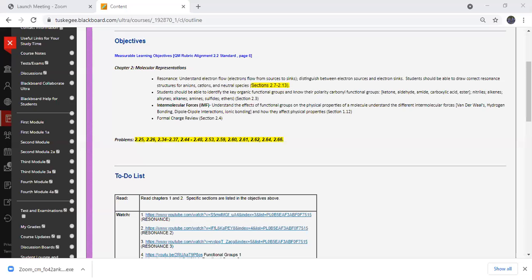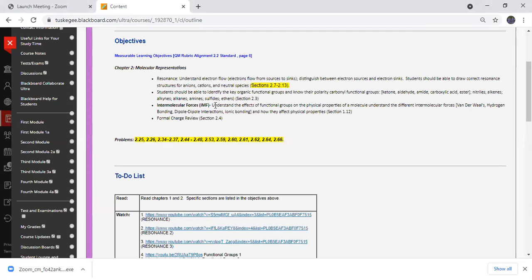Let me go ahead and share this. If you go to Blackboard, you'll see right here, we've been talking about resonance. We haven't talked about intermolecular forces yet, but I think, did I send y'all Sink or Swim, a video, like a little game show thing? Yes, it's on there. So we're gonna move into intermolecular forces this week, probably Friday, and then finish that. And then functional groups.